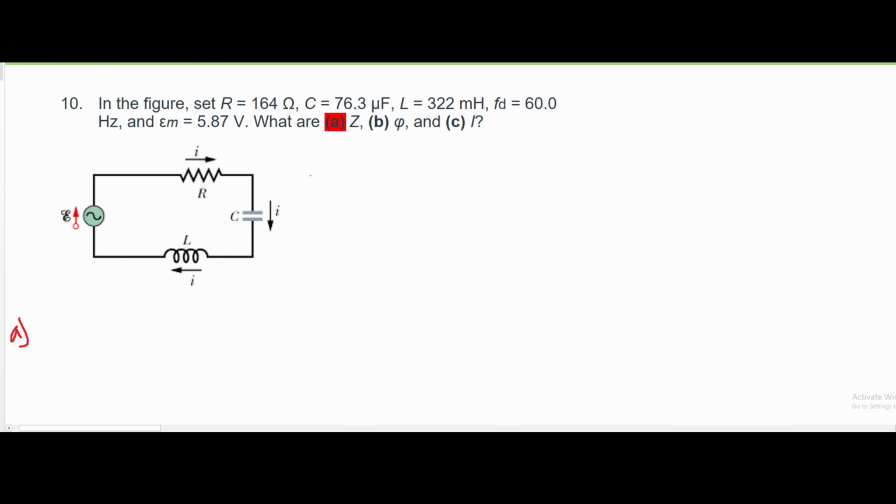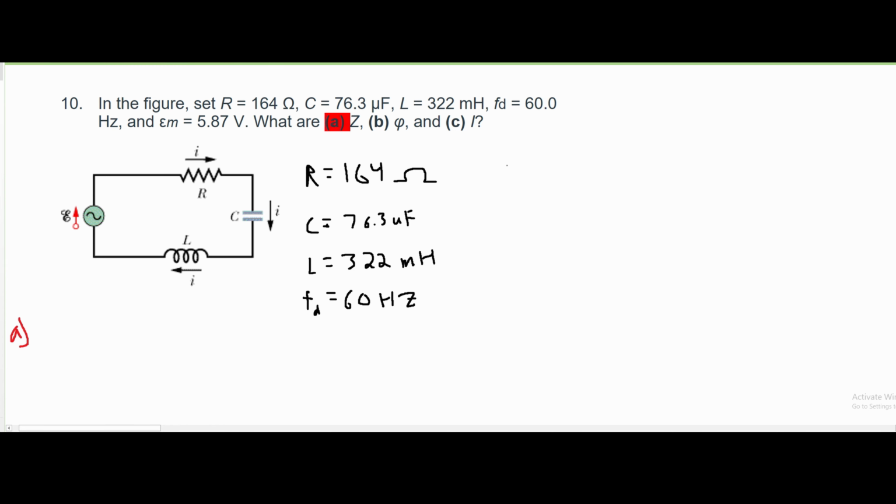Before we start the problem, we should write down what we have. First is that R is equal to 164 ohms. Next is that C is equal to 76.3 microfarads, and L is equal to 322 millihenries. And also that our frequency F of D is equal to 60 hertz. Also note that our alternating EMF is 5.87 volts.